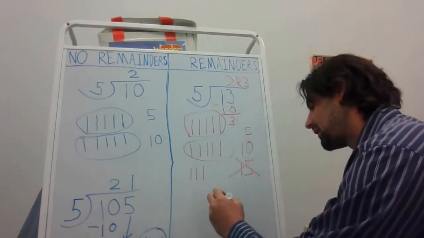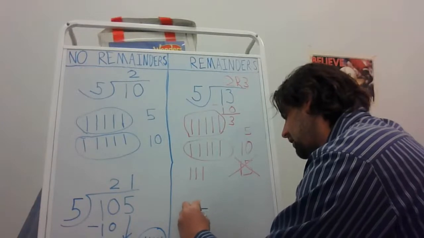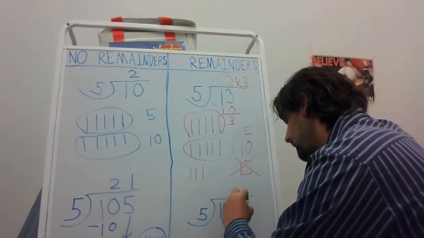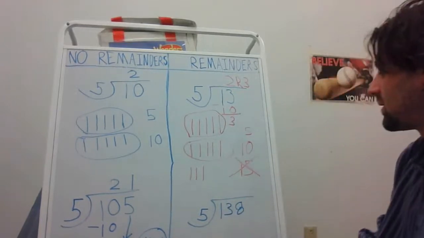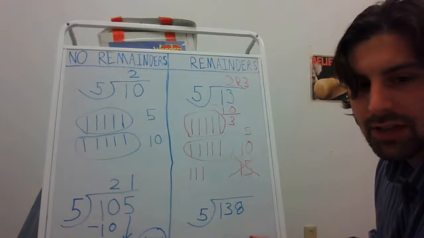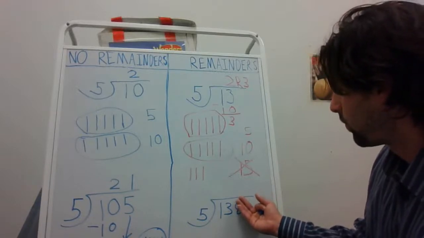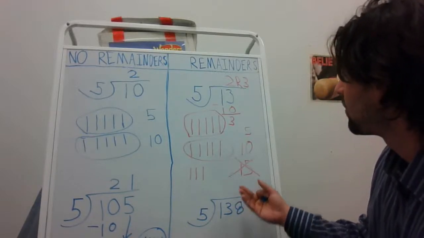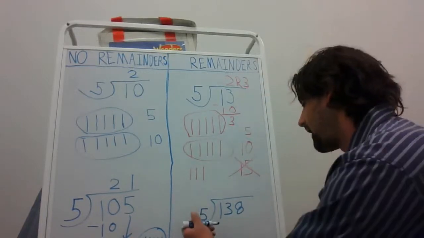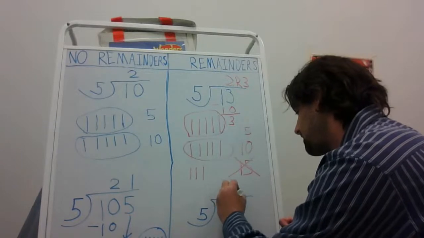Now let's say I wanted to do 5 divided by 138. So notice we want to divide by the smallest number possible within the division sign. So 5 divided by 13 we can start with. So we can do the same thing that we did up here. So 5 goes into 13 twice.